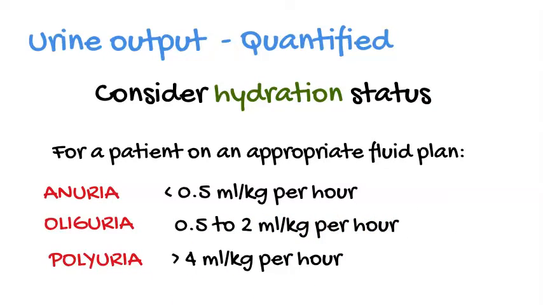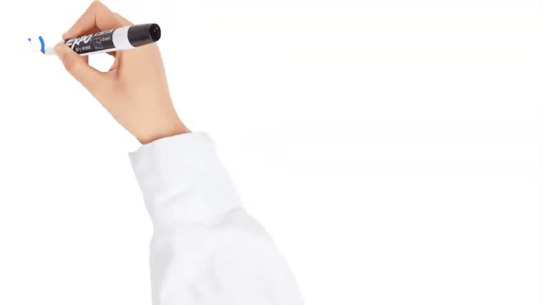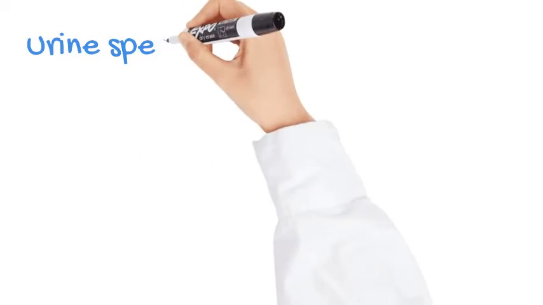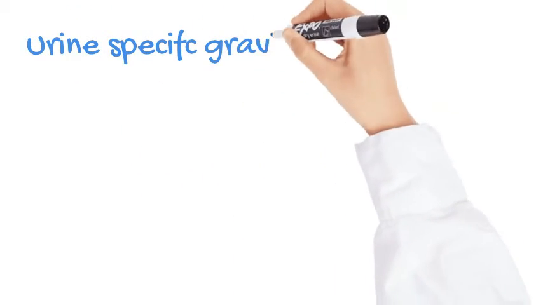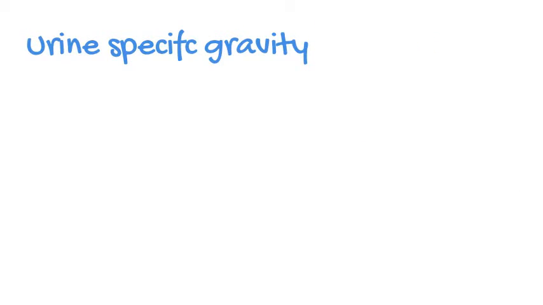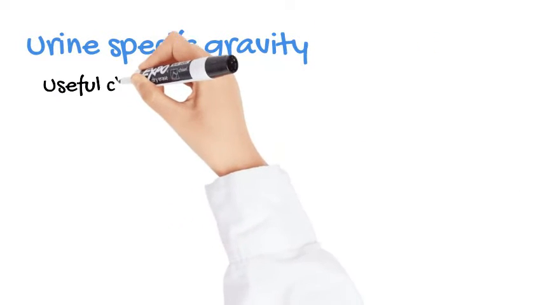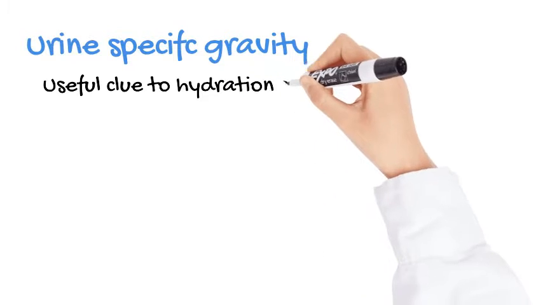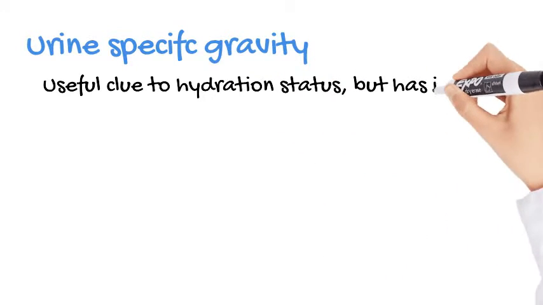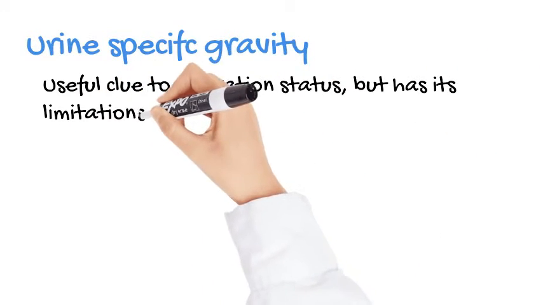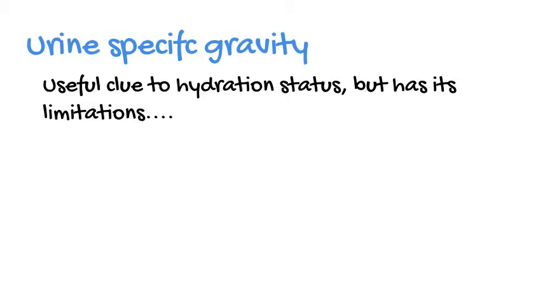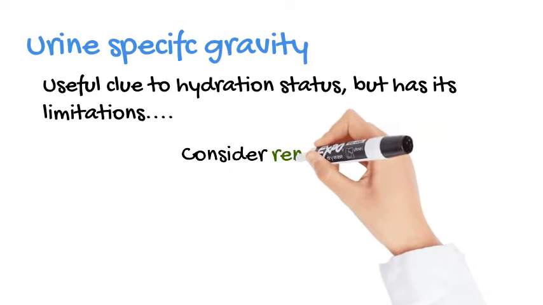So staying on the theme of things we can learn from urine, urine-specific gravity can also provide some really useful information about a patient's hydration status. Do have to bear in mind, though, that things other than hydration status can impact our USG findings. The first thing to consider, obviously, is renal disease. If the patient has renal dysfunction, they're not going to be able to concentrate their urine.